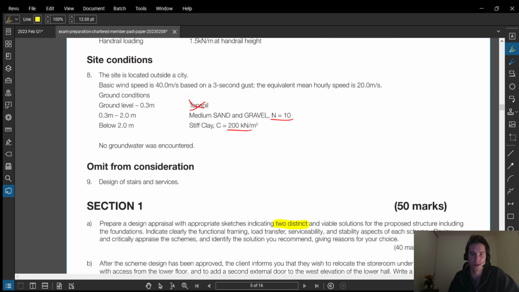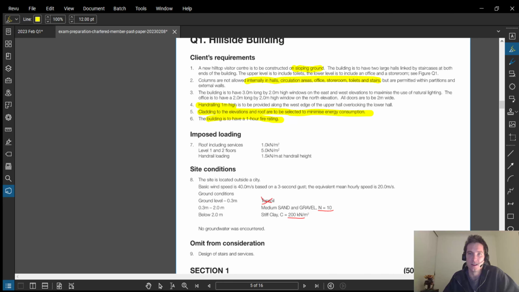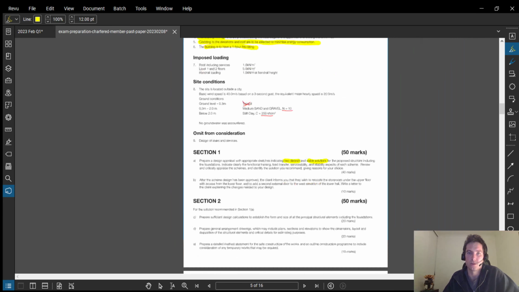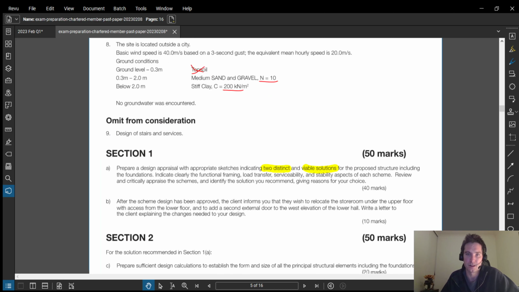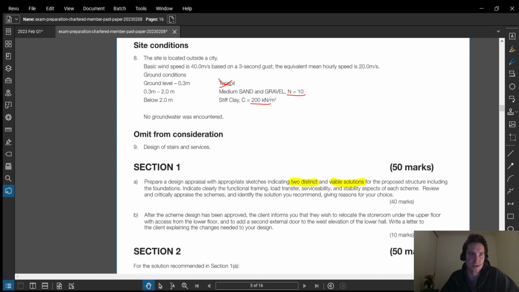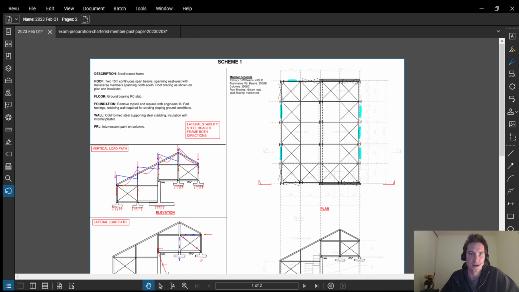So it's really important that we make sure that the 2 schemes that we're about to propose are distinct, they're different, and they also need to be viable. Viable just really means that they're hitting all of these client requirements, but also that a structural engineer who is going to be reviewing this will see that these are structurally sound, safe, appropriately sized structural solutions. So let's get into what I've done here.